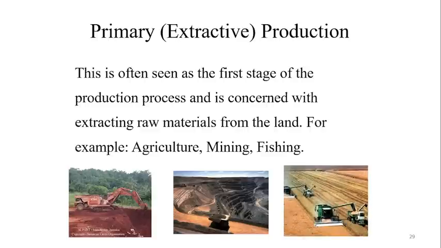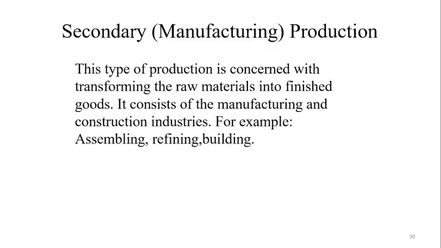The primary stage of production is the first stage of production, and it is concerned with extracting raw materials from the land. For example, agriculture, mining, fishing, all of these things are primary production. So you see those pictures there, they're extracting the raw materials from the land.